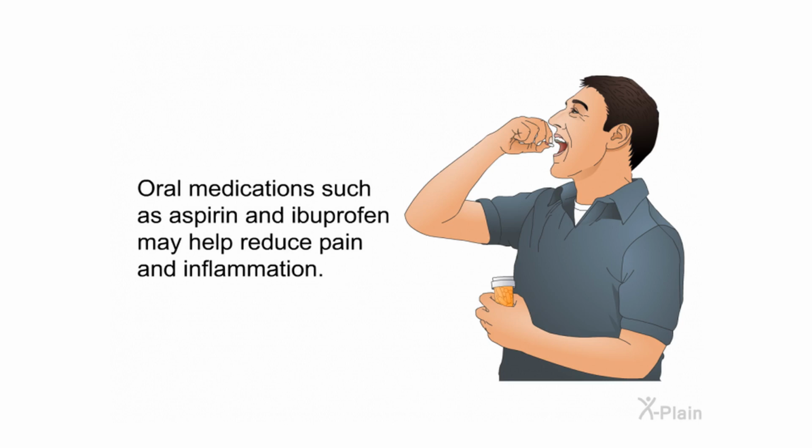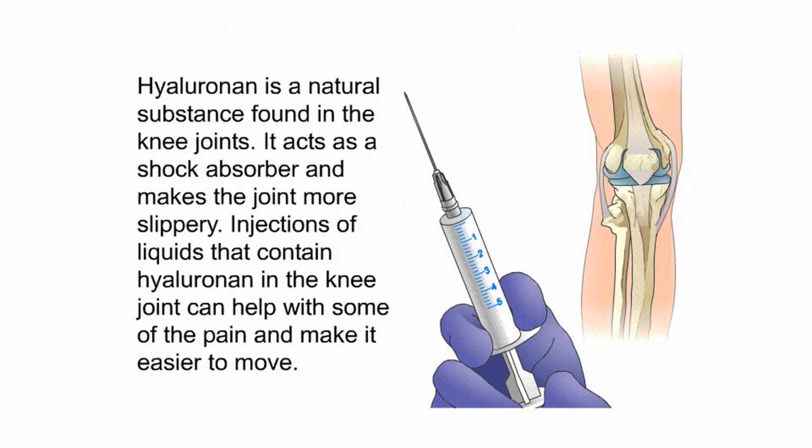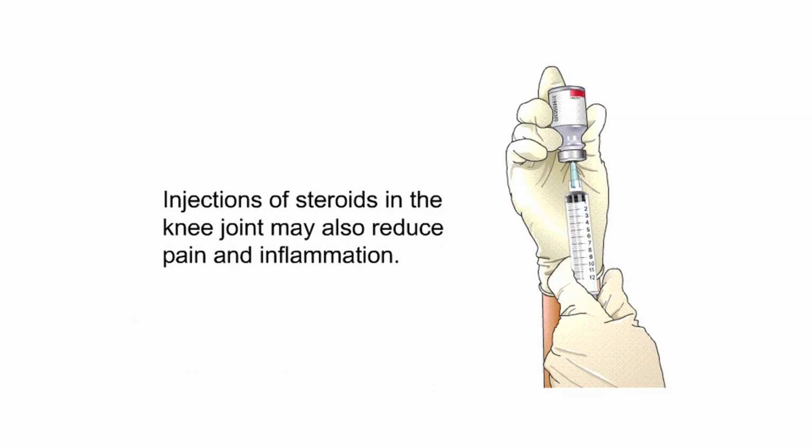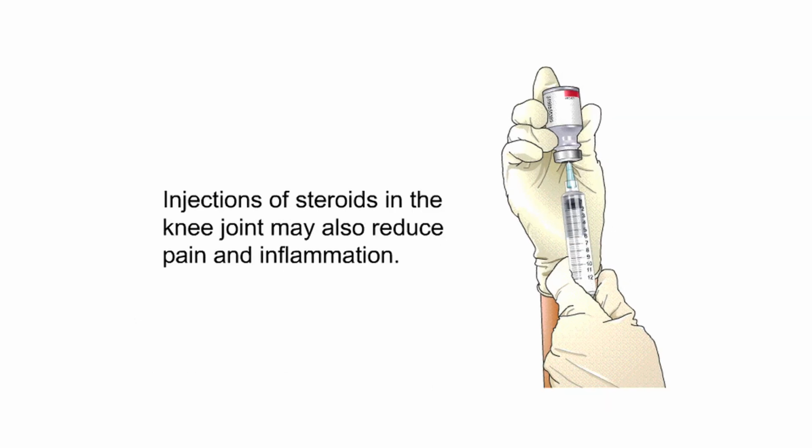Oral medications, such as aspirin and ibuprofen, may help reduce pain and inflammation. Hyaluronan is a natural substance found in the knee joints. It acts as a shock absorber and makes the joint more slippery. Injections of liquids that contain hyaluronan in the knee joint can help with some of the pain and make it easier to move. Injections of steroids in the knee joint may also reduce pain and inflammation.